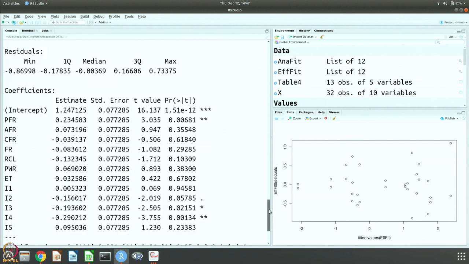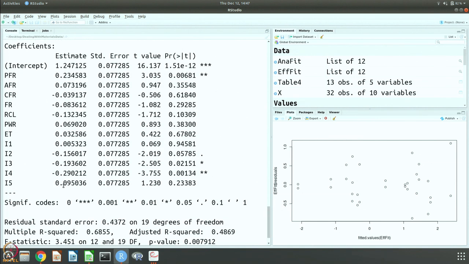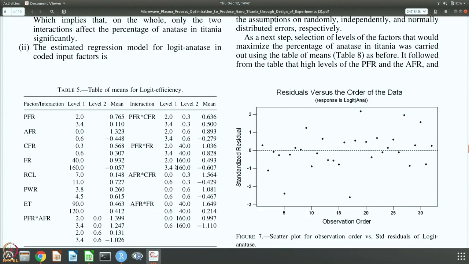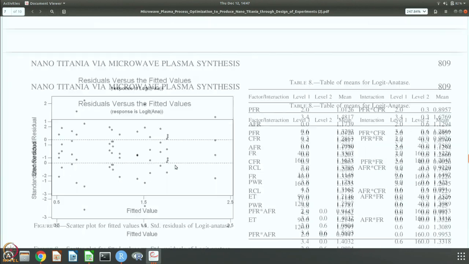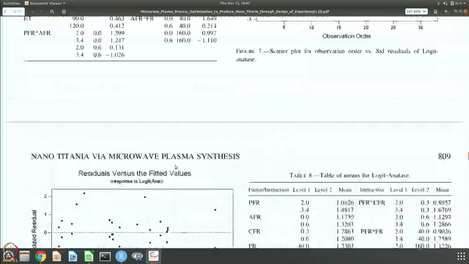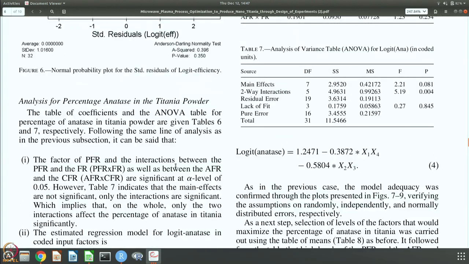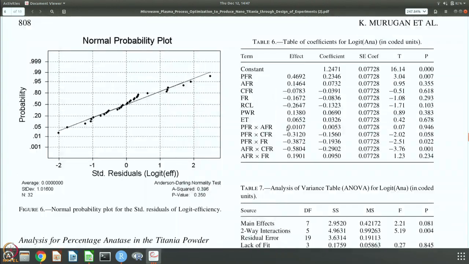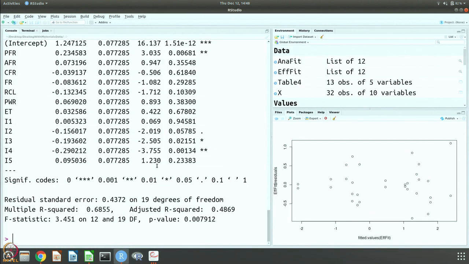and you get the fitted parameters, and you get the significant ones to be I3, I4, PFR and the intercept. And that is the conclusion that is also drawn from this, namely that for unattest, you see that constant, PFR, the rest of them are greater than 0.05 except for PFR, FR and AFR, CFR. So, these are the only 4 which are important. And that is the same conclusion you draw from here.